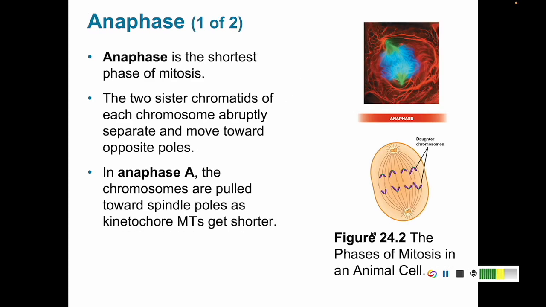Anaphase is the shortest part of mitosis, and that is when chromosomes separate. So here you can see sister chromatids have let go of each other, and they're being pulled to opposite poles. There's two things that are going to happen here. Our kinetochore microtubules get shorter. That's anaphase A, when kinetochore microtubules get shorter. That pulls your chromosomes to opposite ends.